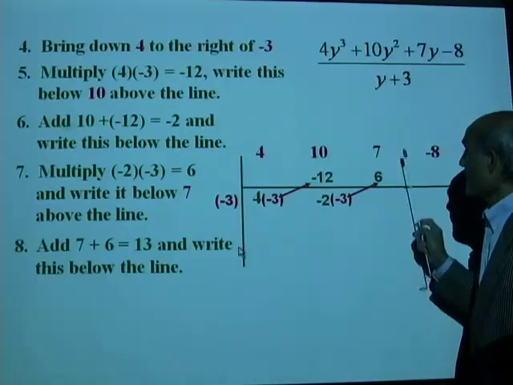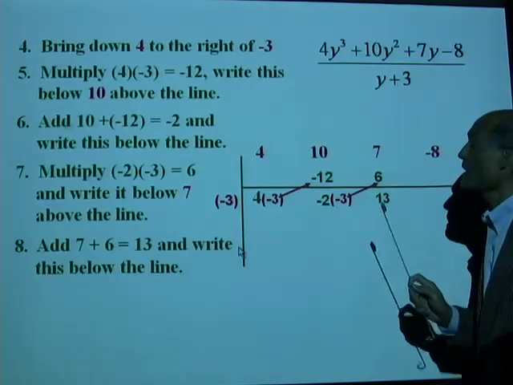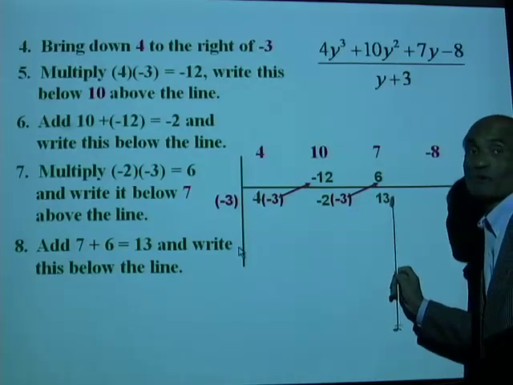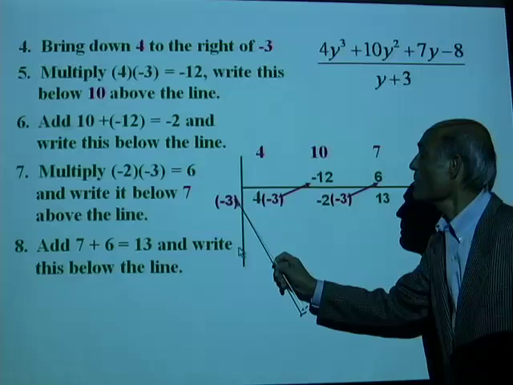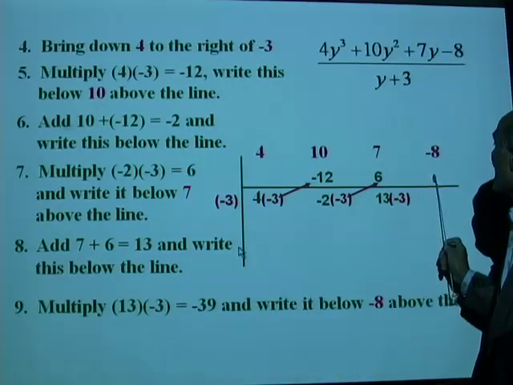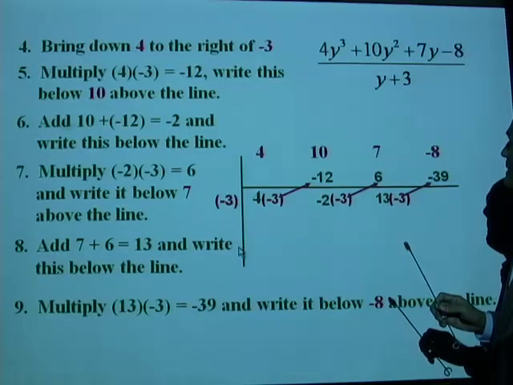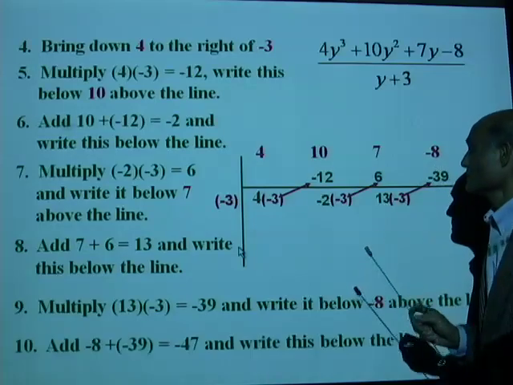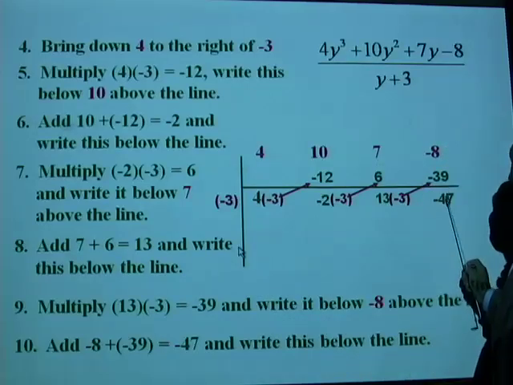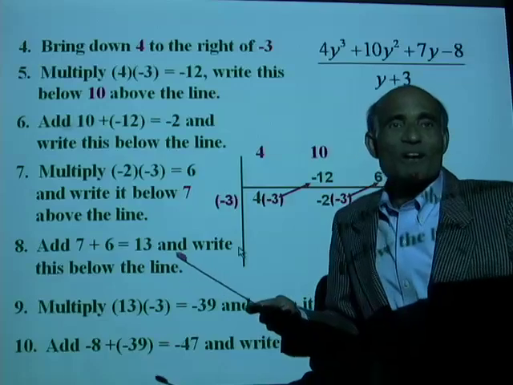What is the next step? Add 7 and 6, you get 13, and write it below the numbers 7 and 6. And I'm sure now you can tell me, 13 is now multiplied by negative 3, you get negative 39, and write it below negative 8. There you are. Okay, what do we do now? Add negative 8 and negative 39, we get negative 47. You see, isn't this simpler than what we did earlier?